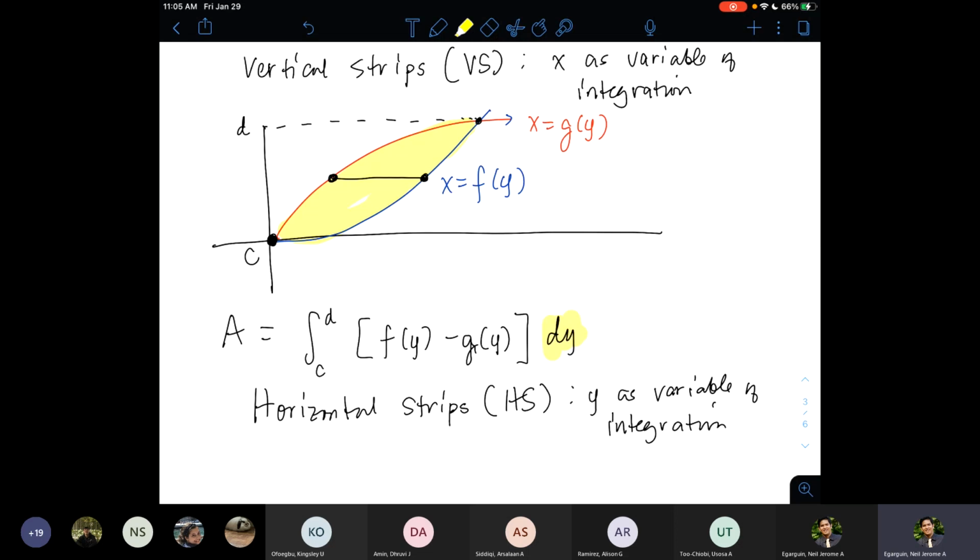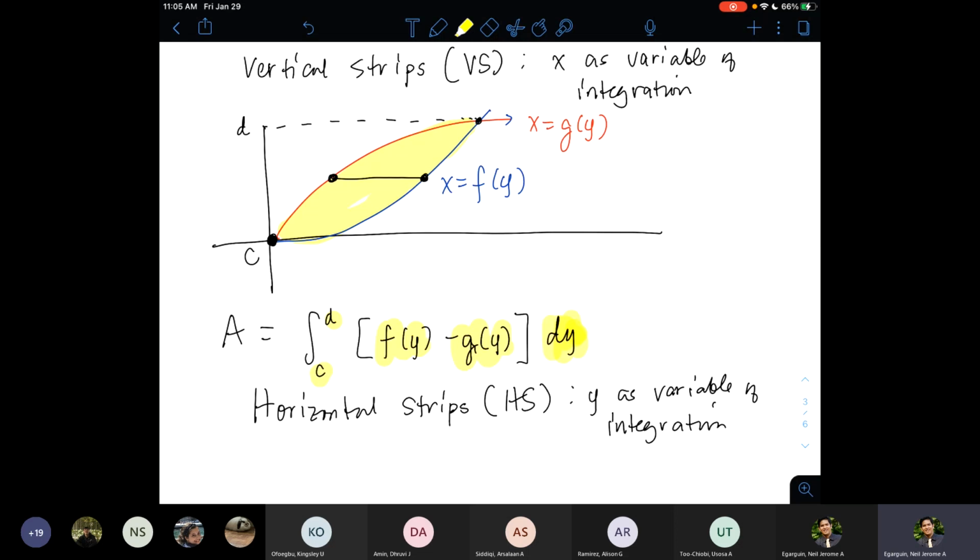Horizontal strips always go with dy, so put the dy over there as a reminder that the next step would be to bound your integral by values of y. So you look at what is the y starting value for the region and what is the y ending value. So according to the picture, the starting is c, the ending is d. So I have those two bounds. And then the integrand would be the width of the horizontal strip. Now the width of the strip is the function on the right minus the function on the left. So that's why I have f of y minus g of y over here. And remember, this is dy, so the integrand should have the variable y in it.